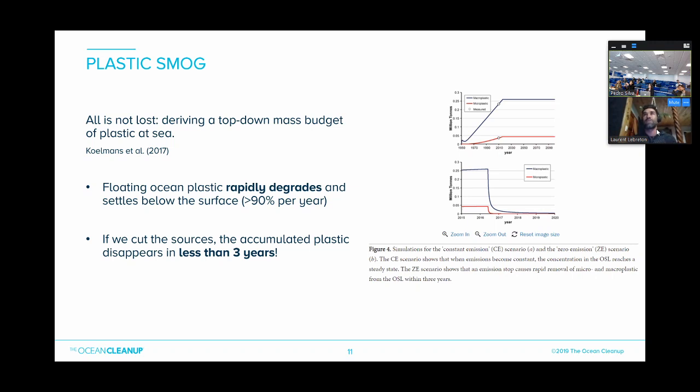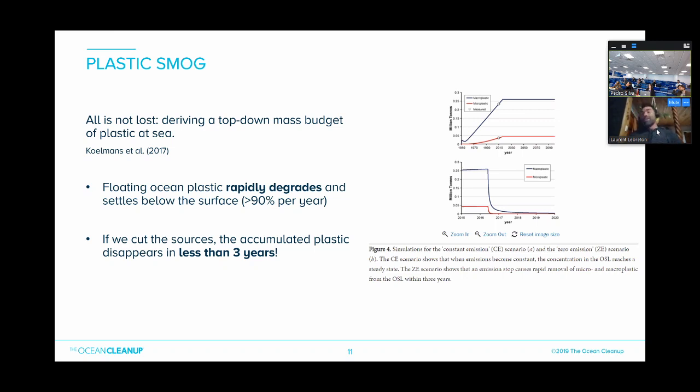Basically the paper was explaining that to have those two linked together, the only explanation is that plastic degrades very quickly. In the paper, more than 90% of the mass of plastic floating at the surface of the ocean is assumed to degrade within 1 year and later settle on the seabed, right? And so the conclusion of the paper was that if we kept the sources of plastic entering the ocean, then with a very high degradation rate and settling rate, over 90% per year, all the plastic at the surface of the ocean will disappear within 3 years. Therefore, there's no point in cleaning up the ocean, and we should just focus on the source. End of the story, right?